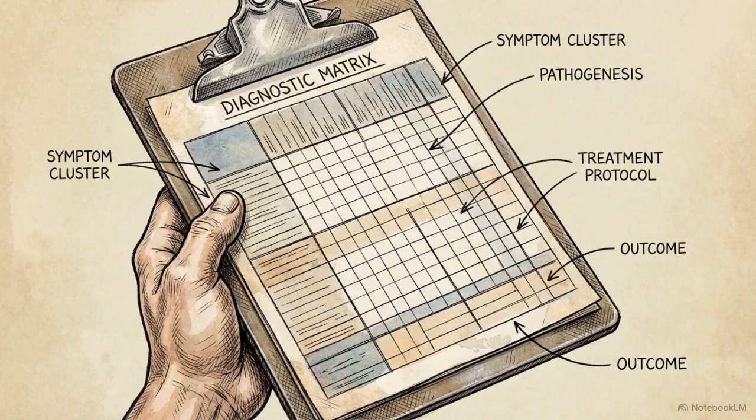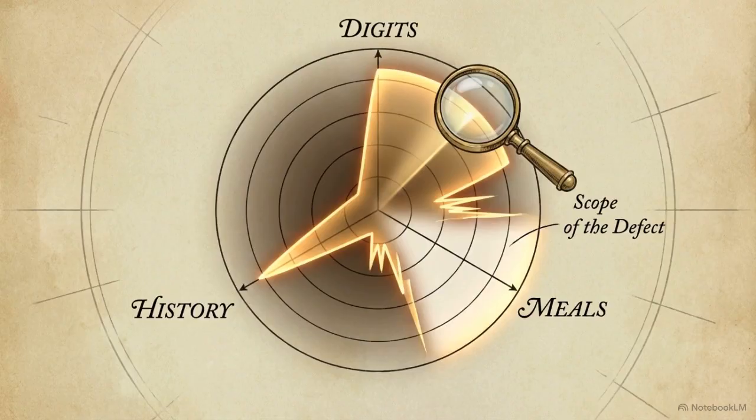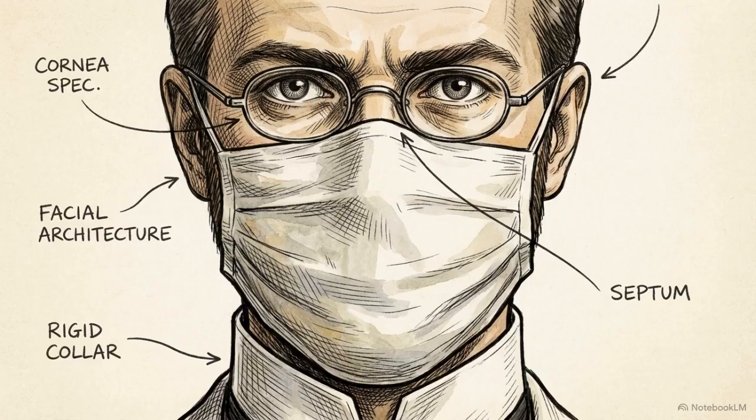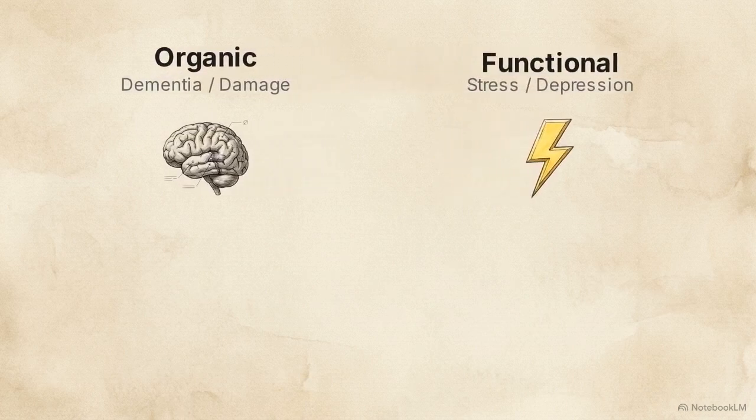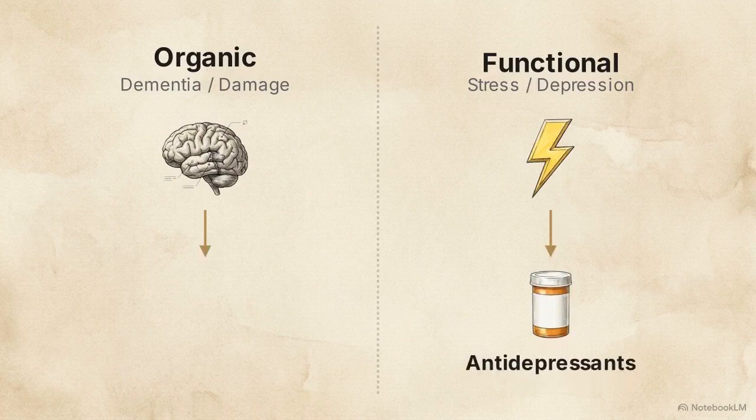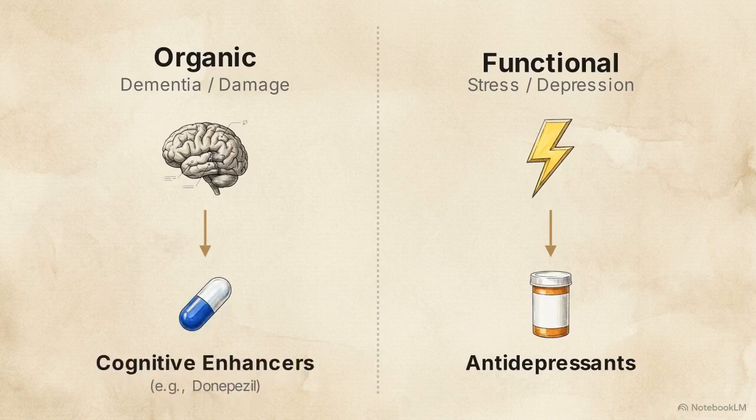The VIVA assessment exists specifically to navigate this matrix. Asking a patient to repeat digits, describe meals, and recount history systematically maps the scope of the defect. The prime directive of management is clear. You do not treat memory loss. You treat the underlying organic or functional cause. The etiology dictates the pharmacology. A patient with functional depression requires antidepressants, whereas an organic dementia diagnosis points toward cognitive enhancers like donepezil.